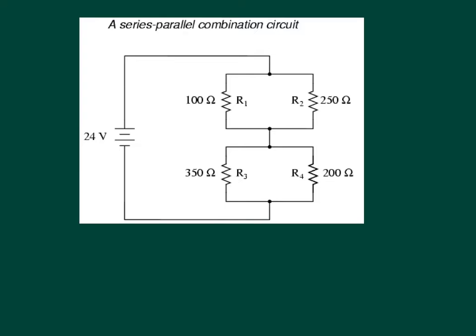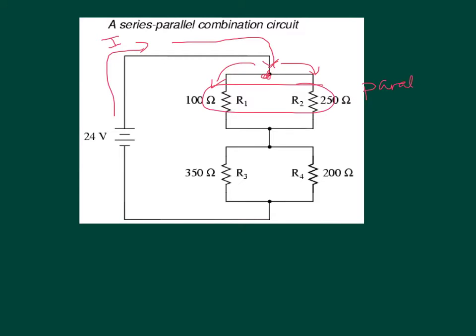If I'm the current, I leave the positive terminal of the battery. I'm flowing along and I get to this spot right here. I have a choice of which way to go. So these two resistors here are in parallel. Okay, so we can find the equivalent resistance of that part.